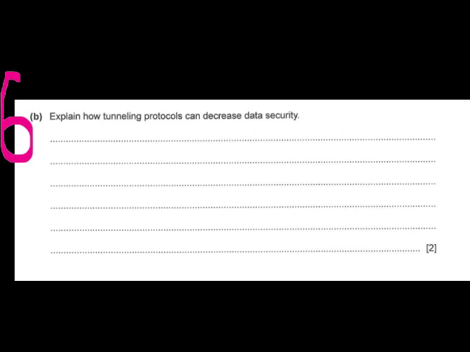Question 6b. Explain how tunneling protocols can decrease data security. Tunneling protocols can decrease data security if they have inherent vulnerabilities or are not properly configured. Older protocols like PPTP have known weaknesses, such as weak encryption, making them susceptible to attacks. Additionally, improper configuration such as weak encryption keys or inadequate authentication can allow attackers to intercept or manipulate data. Misconfigurations can also enable unauthorized access to sensitive information by letting attackers establish a tunnel.